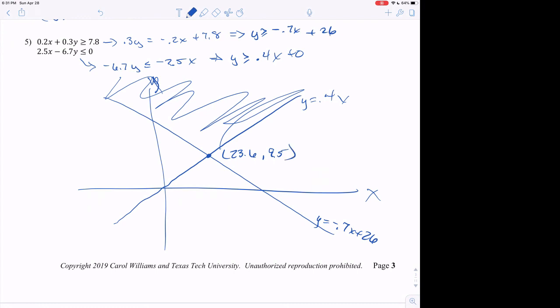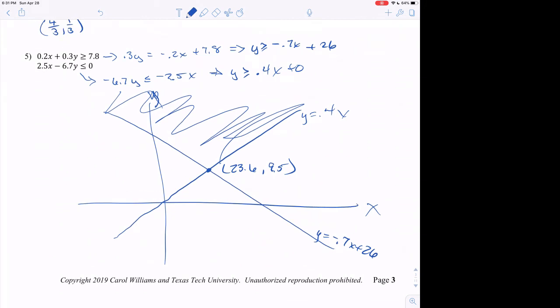All right. Now, I'm going to stop this video on this example and then do the next couple of videos as their own examples because of their word problems.